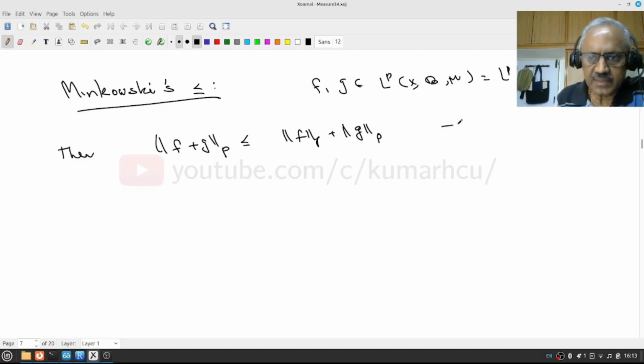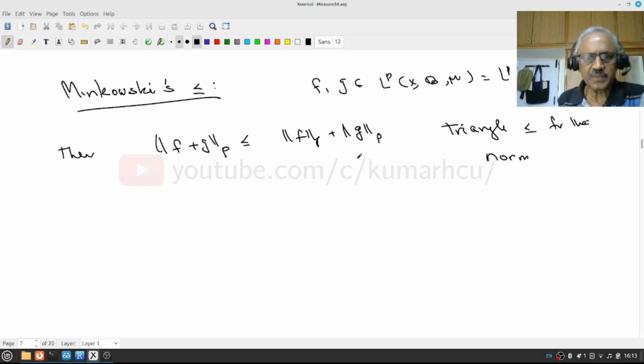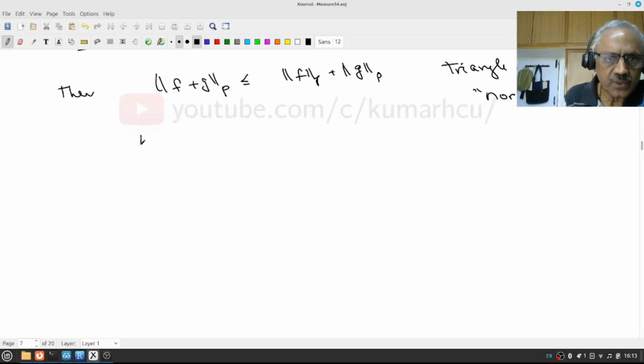So this is nothing other than the triangle inequality for the norm. Once we prove this, it actually becomes a norm, because the other properties of a norm we already proved. Okay. So let alpha equal the norm of f plus g. Therefore, alpha to the power p is nothing other than the integral of mod f plus g to the power p.